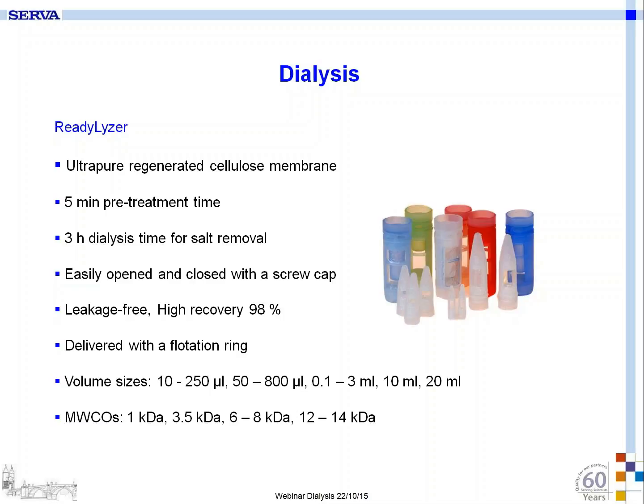For dialysis in beakers or in other glass vials where you need larger buffer volumes, you can use a flotation ring for simultaneous dialysis of several samples, and as a buoyancy aid. They are available for different volume sizes of 10 to 150 microliters, 50 to 800, and 0.1 to 3 ml, but as well for larger volumes of 10 to 20 milliliters, and in different molecular weight cutoffs.